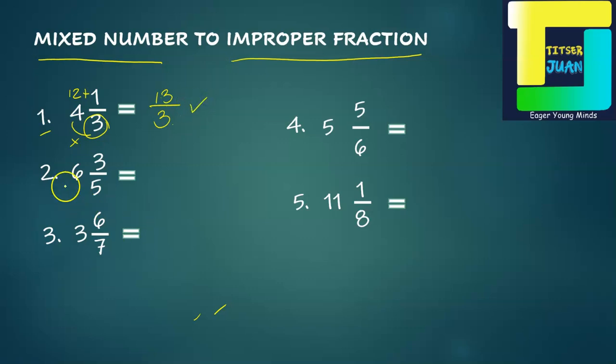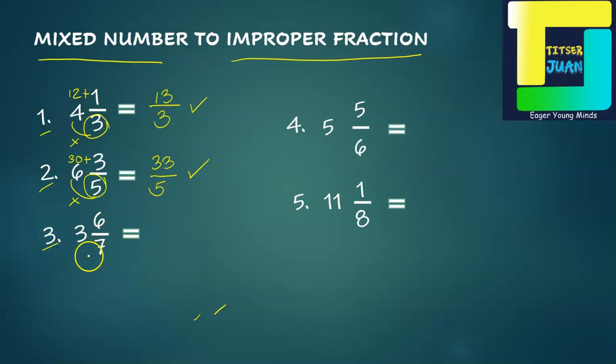And ganyan lang yan. Number 2. Again, same process lang. Multiply the whole number and the denominator. Times natin yan. So that is 6 times 5 and that is 30. Pagkatapos, let us add the product to the numerator. Ipag-plus lang natin yan. 30 plus 3, that is now 33. And then, kopyahin natin ang denominator na 5. Okay, so the answer now is 33 over 5.